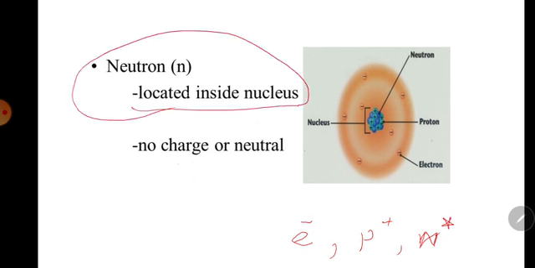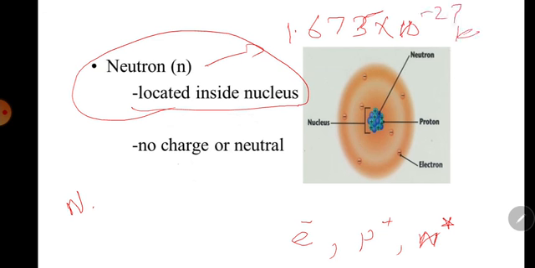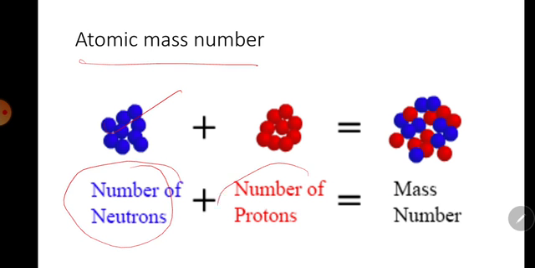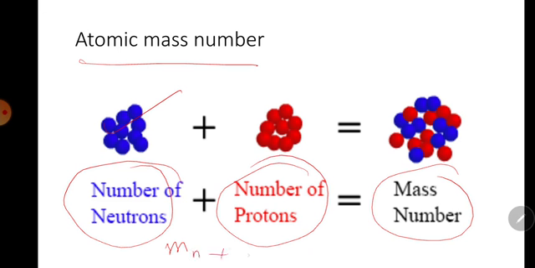Neutron is located inside the nucleus, having mass equal to 1.67375 cross 10 raised to power minus 27 kg. No charge, or neutral. Atomic mass number: number of neutrons, number of protons, mass number. When the number of neutrons is combined with the number of protons, the atomic mass number is formed.